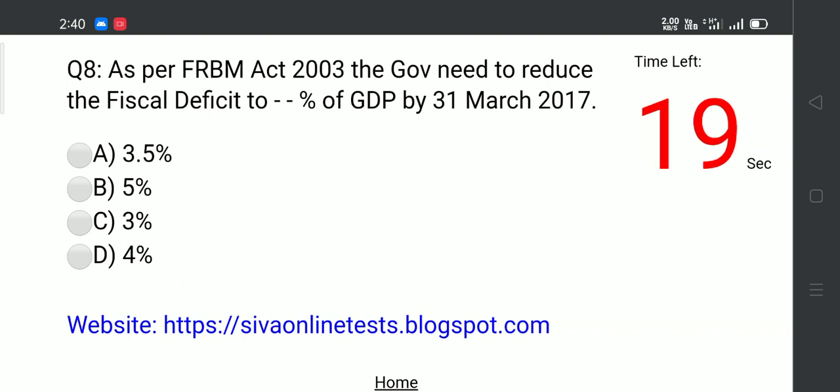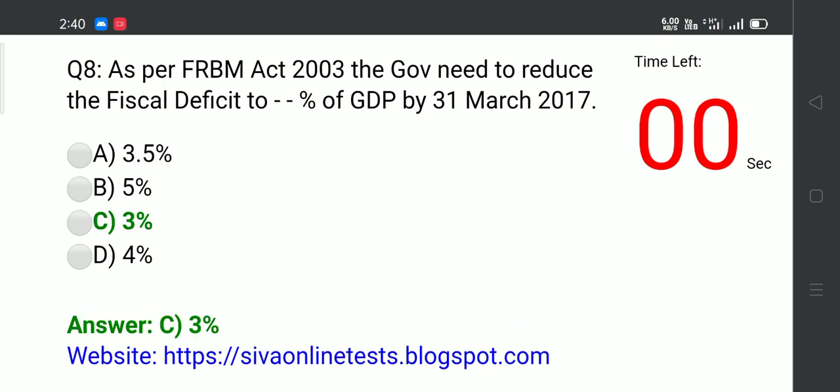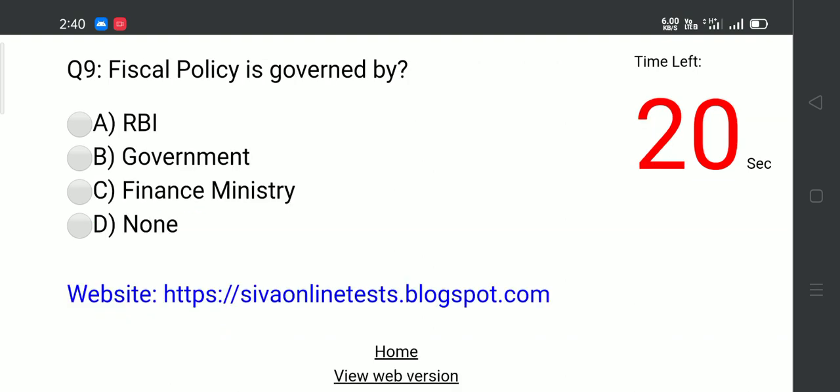Question 8. As per FRBM Act 2003, the Government needs to reduce the fiscal deficit to blank % of GDP by the 31st of March 2017. Options. A. 3.5%. B. 5%. C. 3%. D. 4%. Answer. C. 3%.